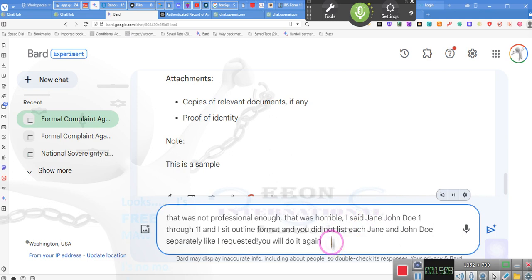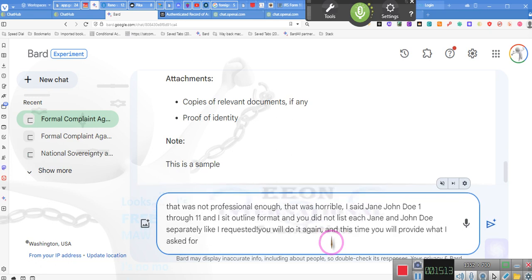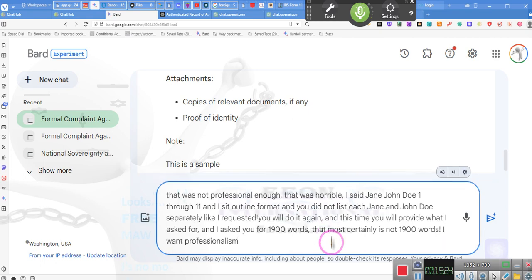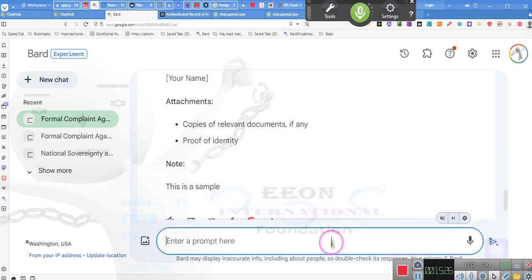Comma, and this time you will provide what I asked for, comma, and I asked you for 1,900 words, comma, that most certainly is not 1,900 words, exclamation mark. I want professionalism. Stop listening.